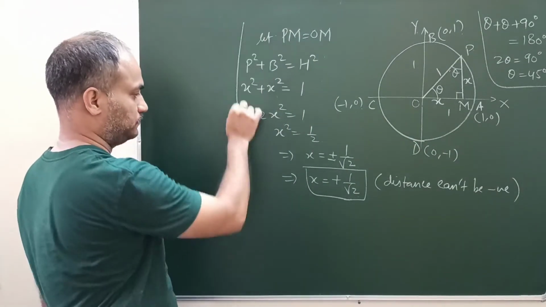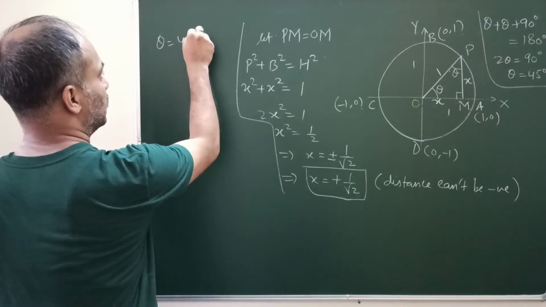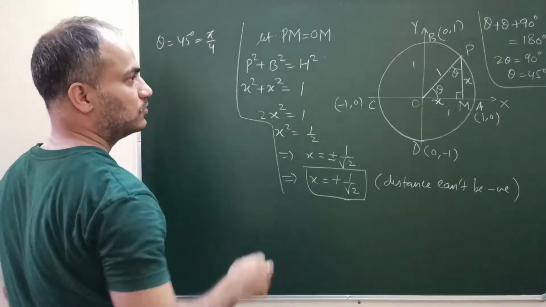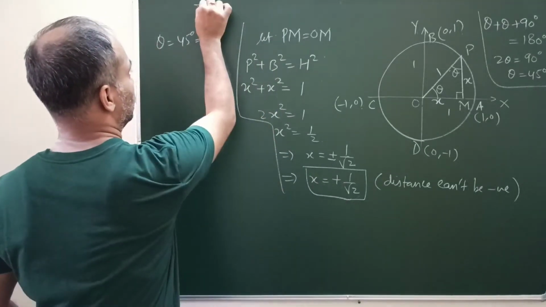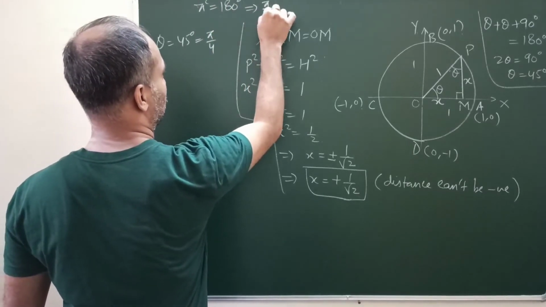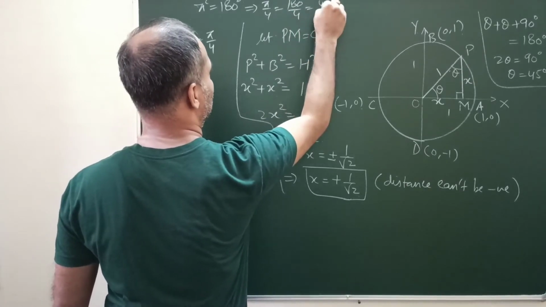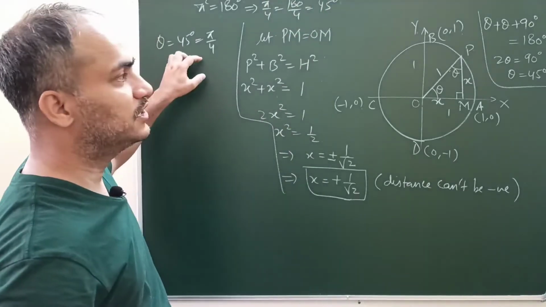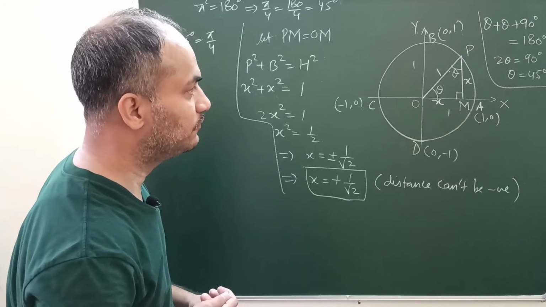So theta will be 45 degrees, or we can say pi by 4, because we know the relation that pi radian is equal to 180 degrees. Pi radian is equal to 180 degrees, so pi by 4 will be 180 by 4, that is 45 degrees. Now we have to find the values of trigonometric ratios for this particular angle. Let us see how we can find them.